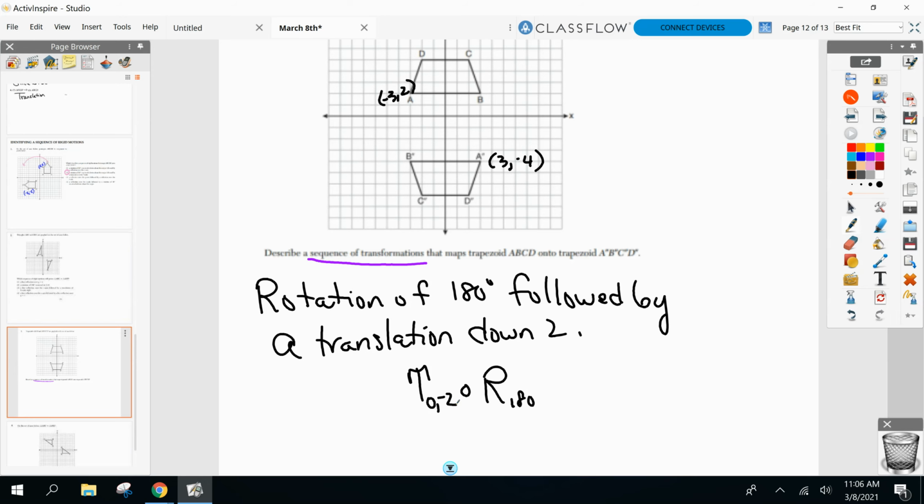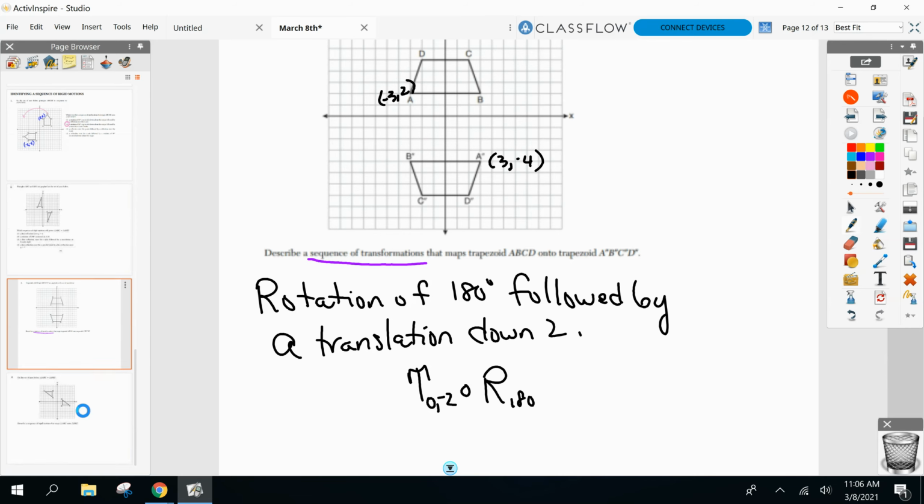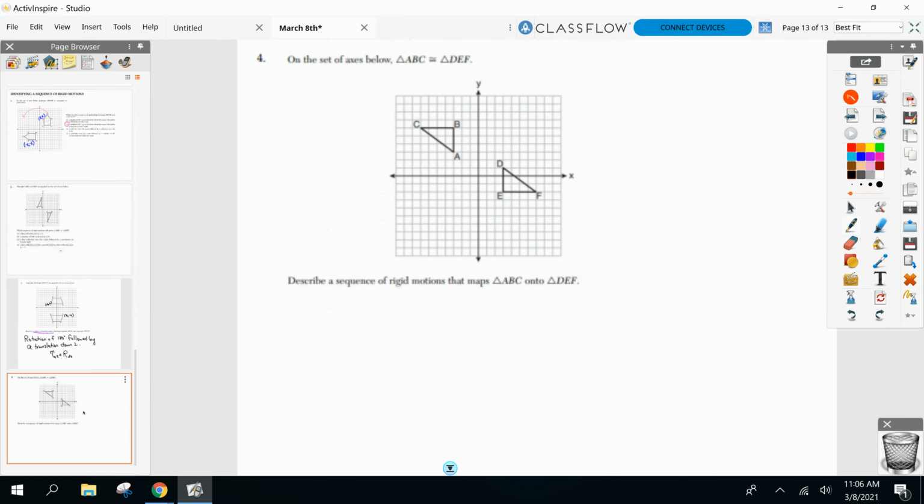I know this homework's not due until Thursday, but that's where we're going towards now, is you guys having the ability to tell me what you do in 2 or more transformations to map one figure on top of the other. That is where we're going.